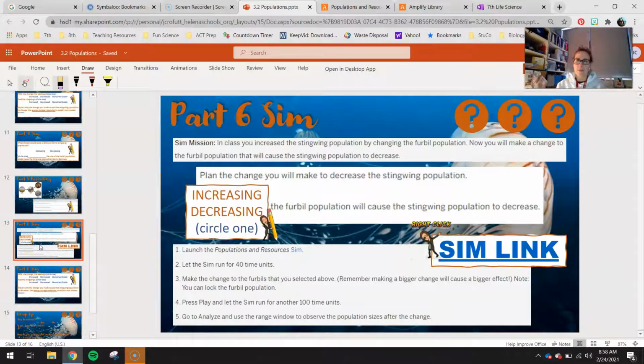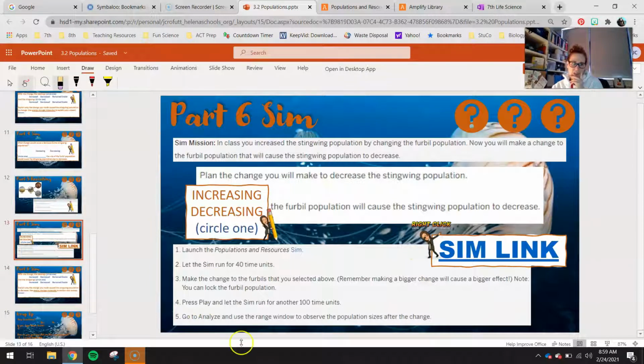All right, finally, sim mission number 3. In class, you increased the stingwing population by changing the fur bill population. Now you will make a change to the fur bill population that will cause the stingwing population to decrease. So again, you're still changing the fur bill and seeing how you can decrease the stingwings. So again, plan the change you would make to decrease the stingwing. So it's either going to increase or decrease. Use your draw tool there. Are you going to increase or decrease the fur bill population to cause the stingwing population to decrease?